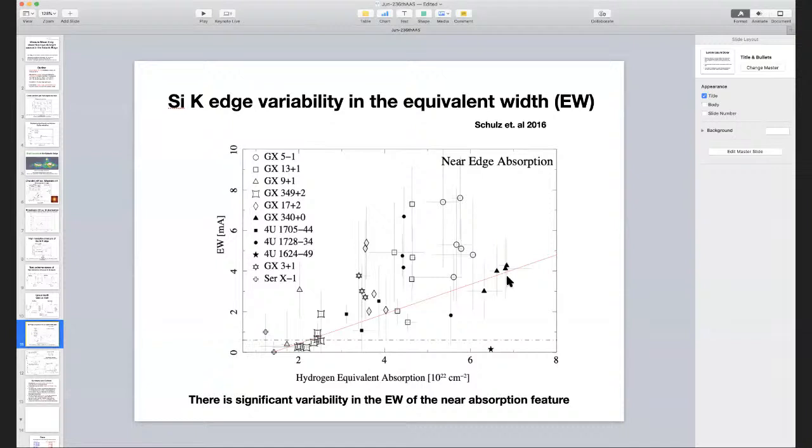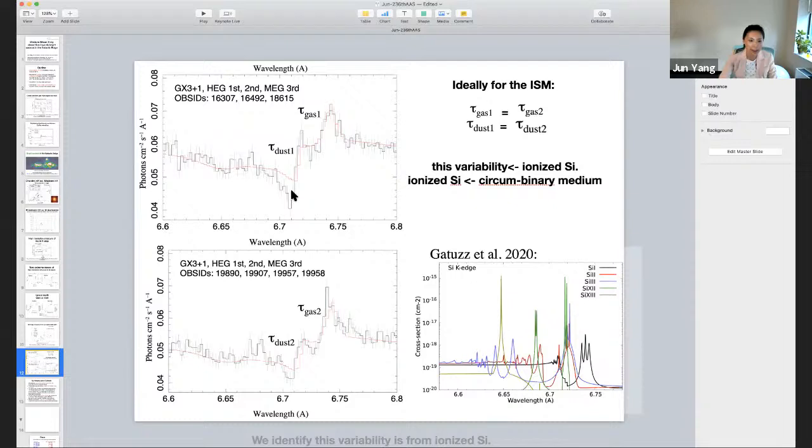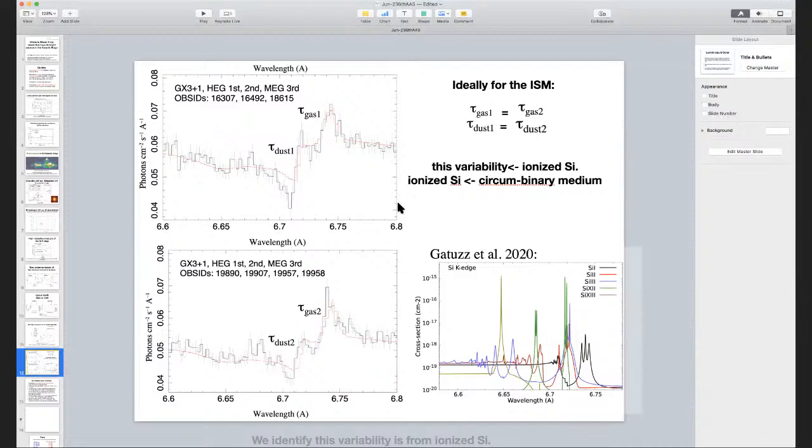So where do you think that variability is coming from? I think that variability is from the ionized silicon. Is from the circumbinary boundary. Okay. Cool.